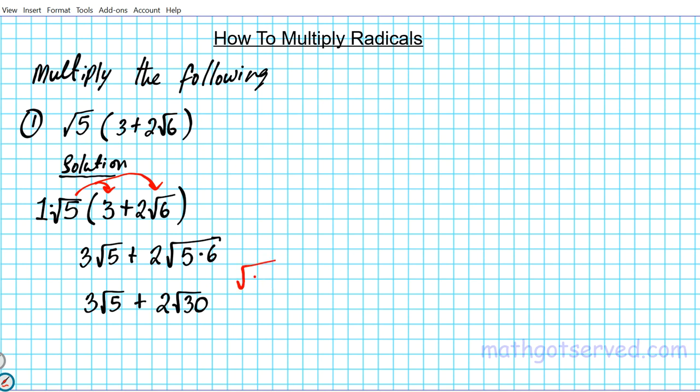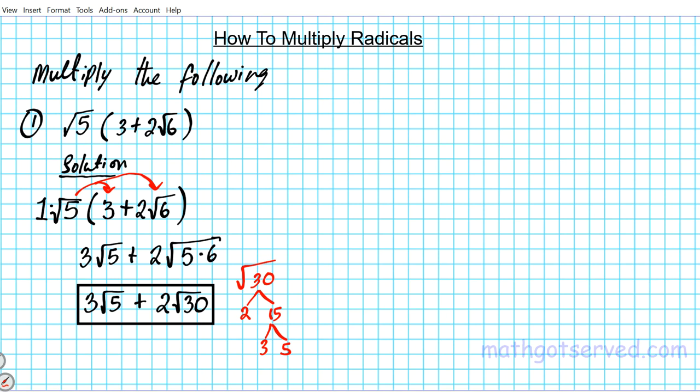We're going to use our factor tree to look for any factor that repeats. Let's use prime factors. 2 goes into 30, 15. 3 goes into 15, 5. None of these repeats, so there are no perfect squares that can be factored out. What does that mean? Ladies and gentlemen, this is our final answer: 3 root 5 plus 2 root 30.